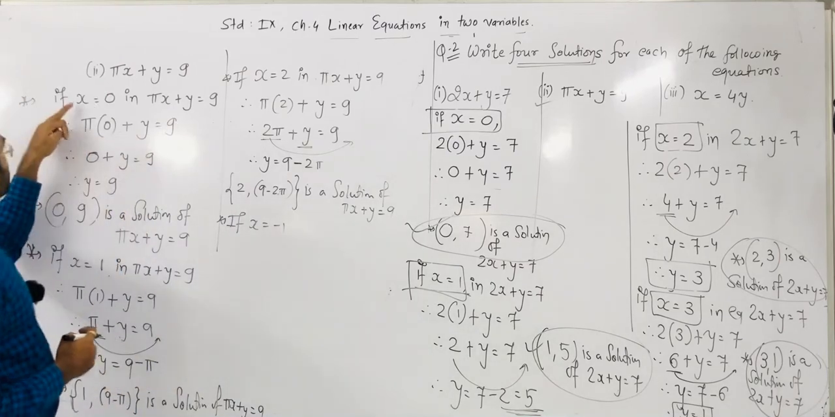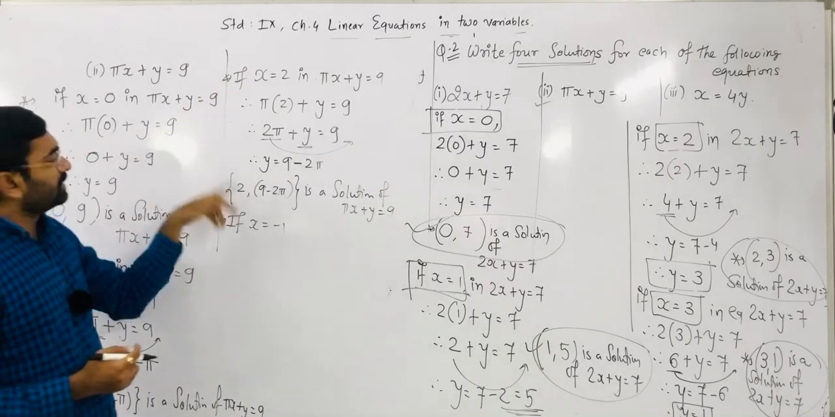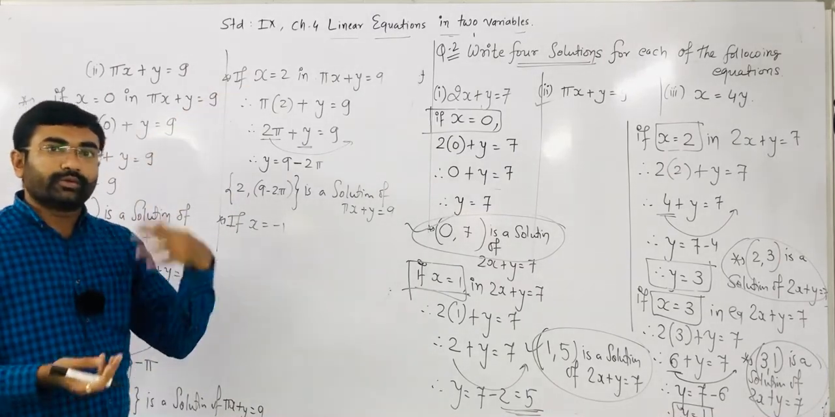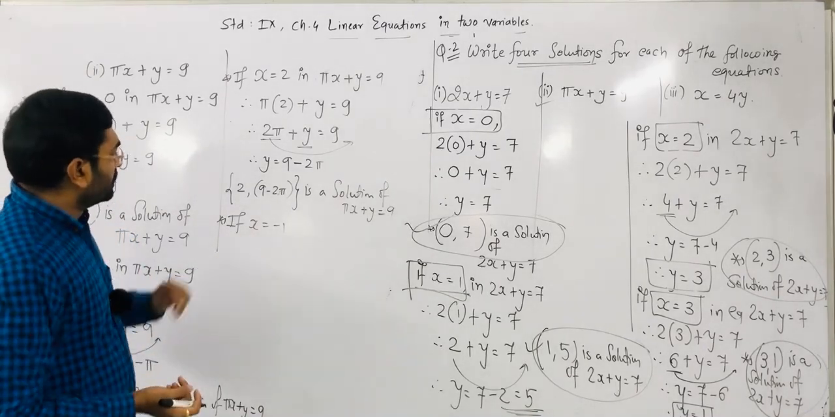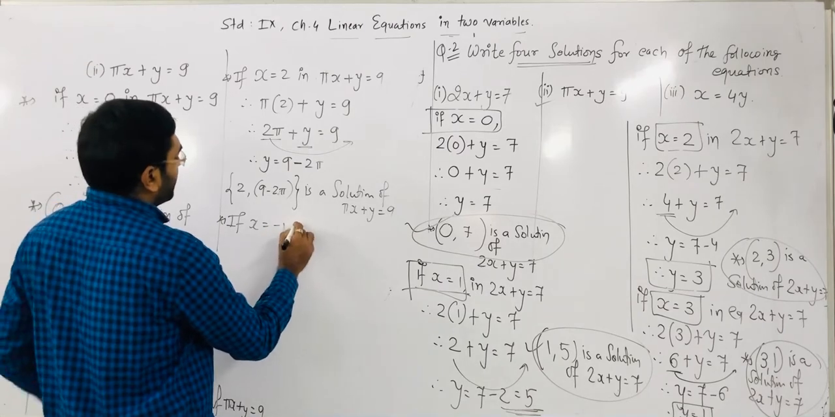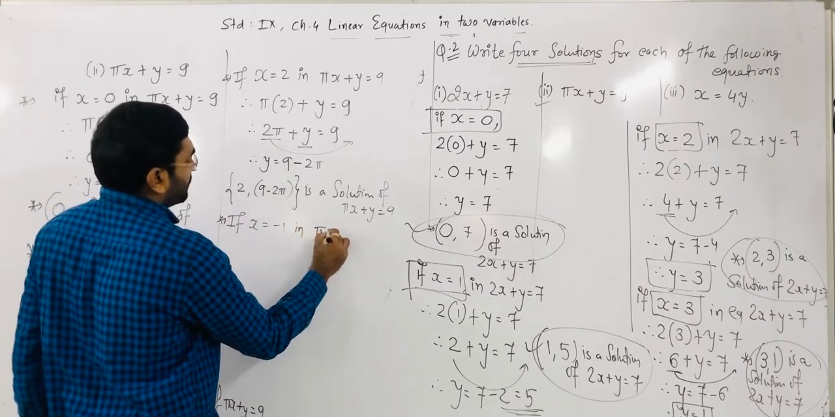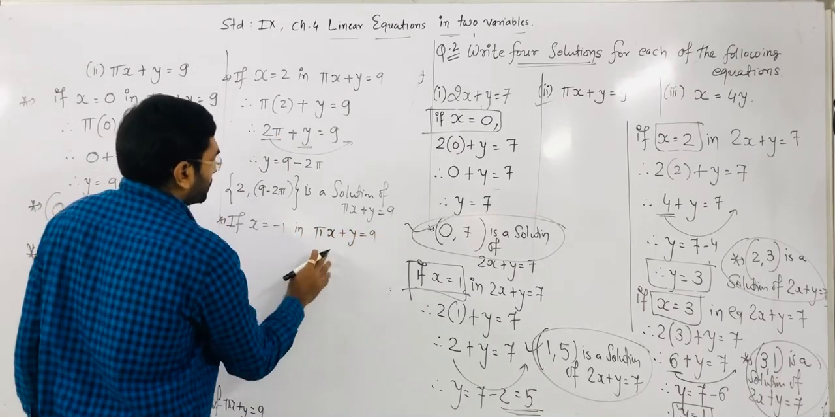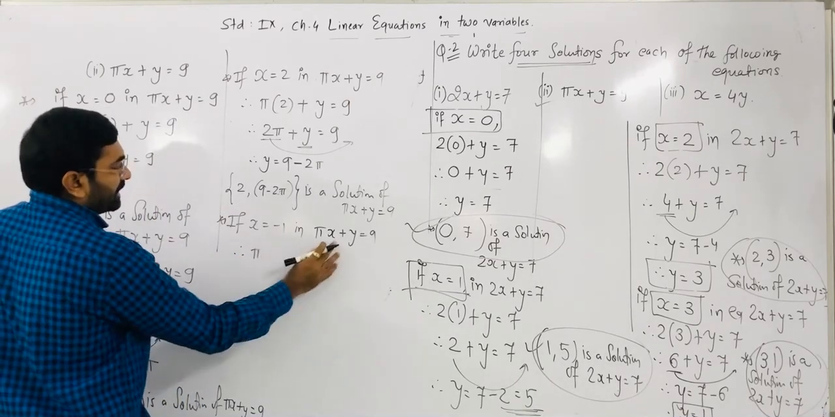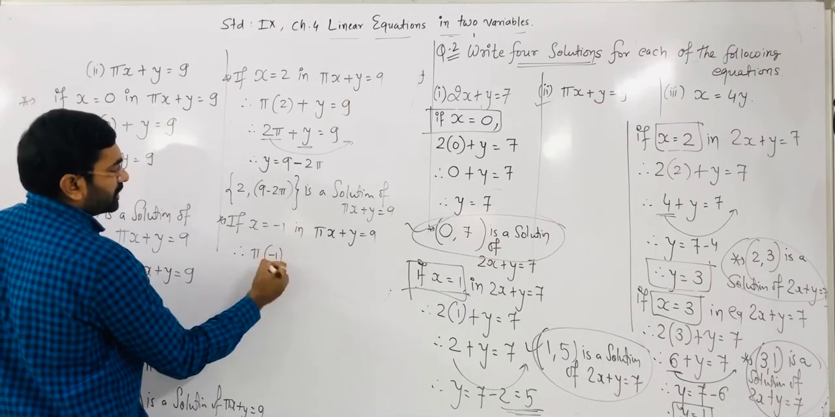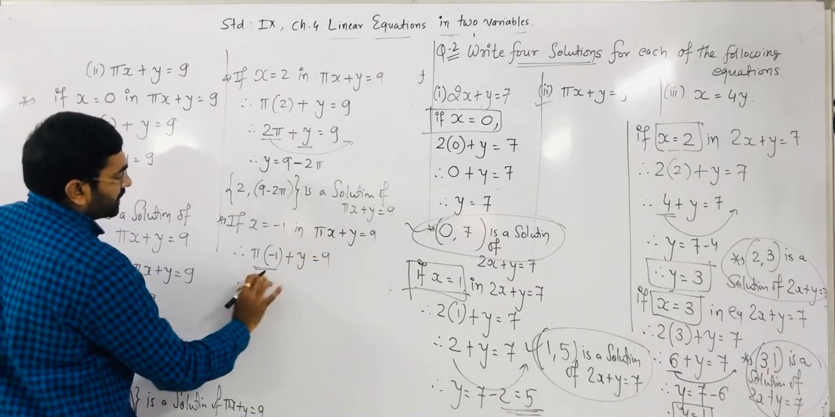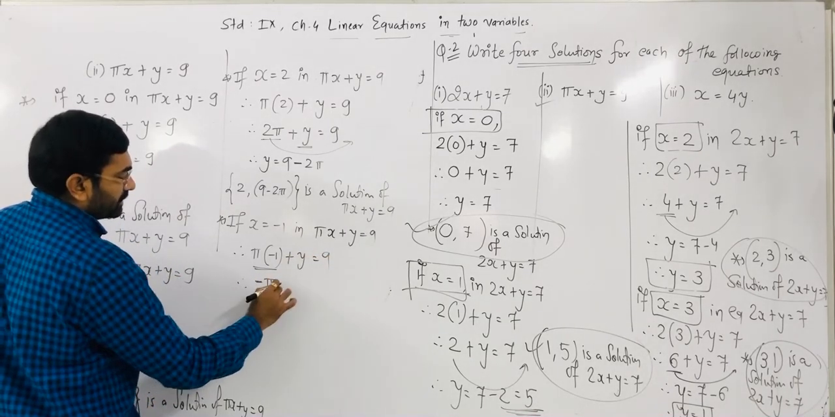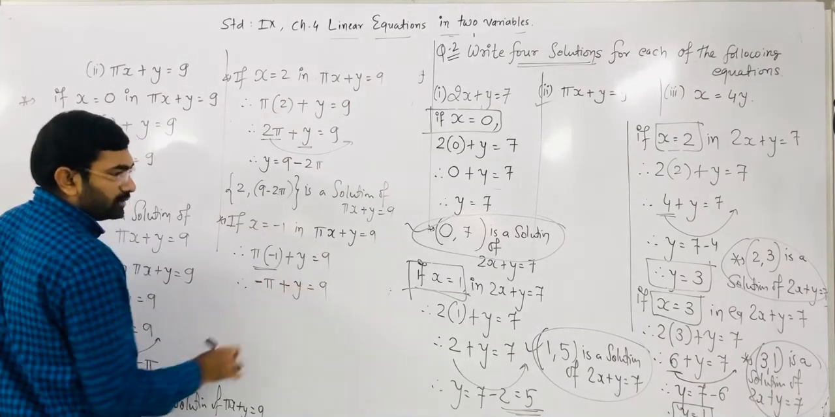So now I take 0, 1, 2 and suppose I take minus 1. As I told you, you can take a negative value also. Any value you can take. So x is equal to minus 1 in that equation, pi x plus y is equal to 9. Put it here: pi x value, minus 1, plus y is equal to 9. So pi into minus 1 we get minus pi plus y is equal to 9.